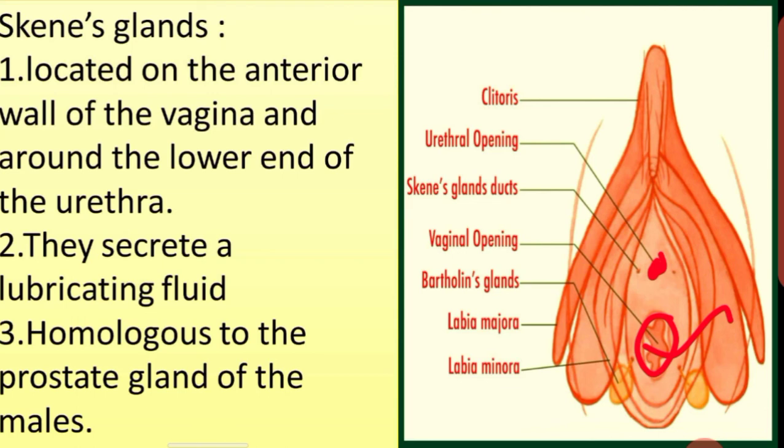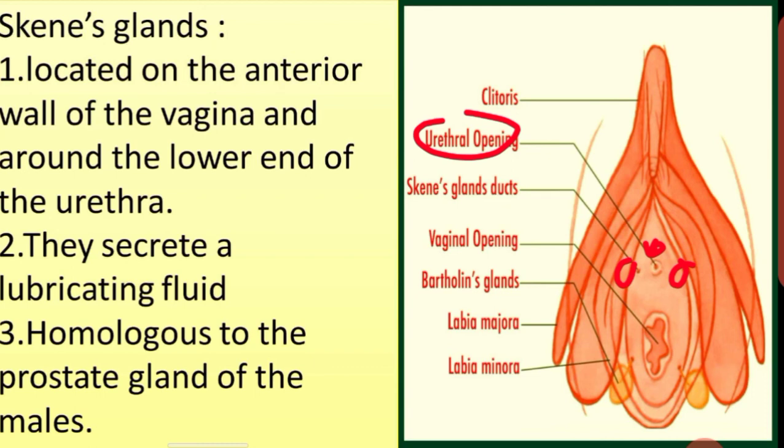Right? Yes, move on to the topic, Skene's gland. Skene's gland is located on the anterior wall of the vagina. The anterior wall of the vagina, the lower end of the urethra. This is the urethra actually. This part is called the urethral opening. This dot, right? This is the urethral opening. At the lower end of the urethral opening, what is there? The Skene's gland. So this is the Skene's gland. On top, that means the anterior wall of the vagina, around the lower end of the urethra.